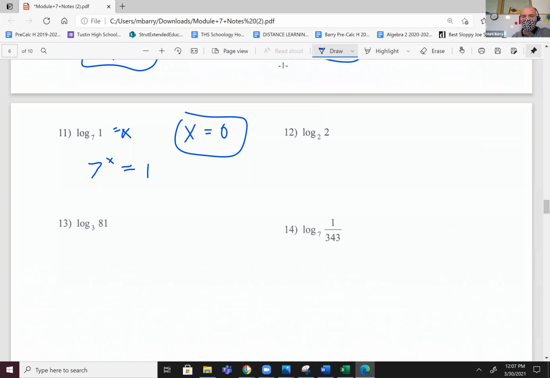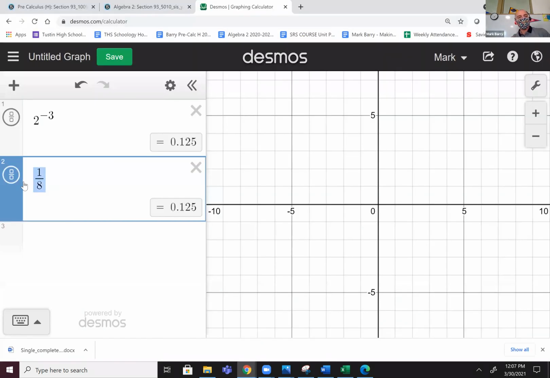Are you allowed to double check this on the calculator? Once again, the answer is yes. 7 to the power of 0, you can see, is 1. So if you ever are not sure, go ahead and type that in the calculator. All right.